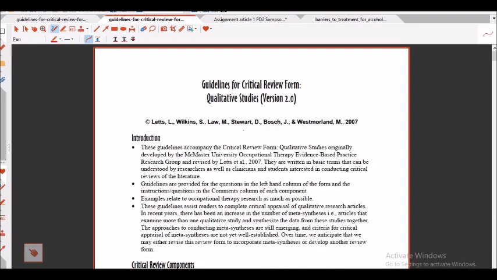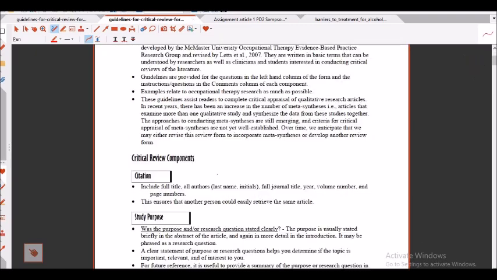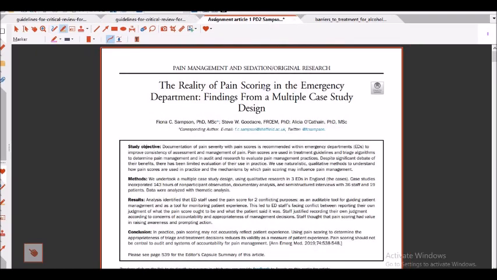Okay, so let's say I have my guidelines, that is this particular paper which I was trying to read out. I know each and every part of it, which we call the review components, what all things have to be mentioned. So those things are there very nicely. And on the other hand, I have the paper in front of me.